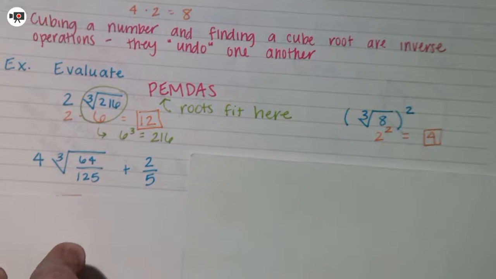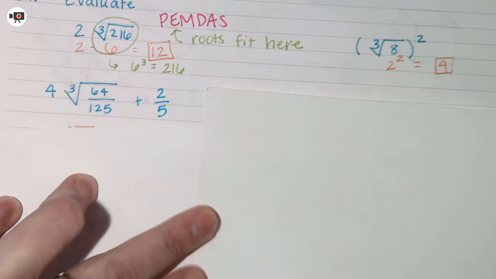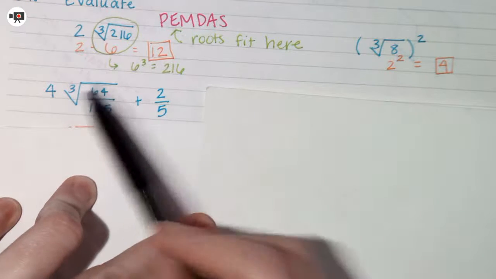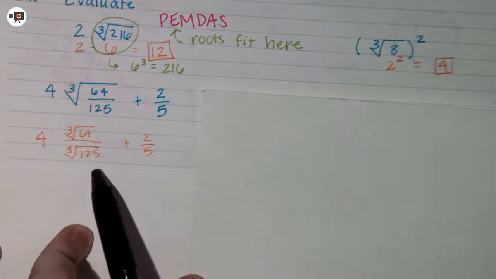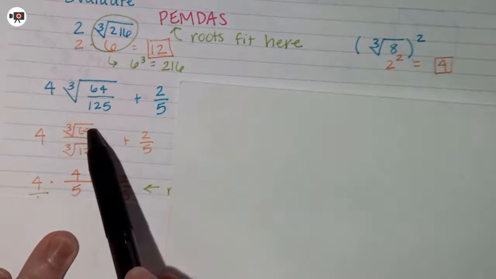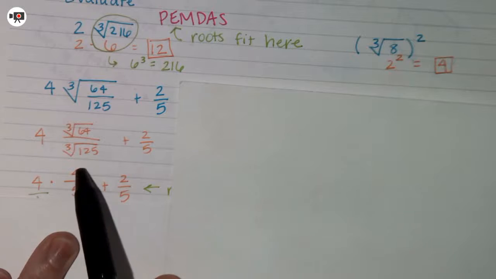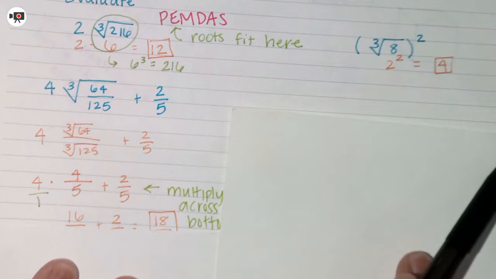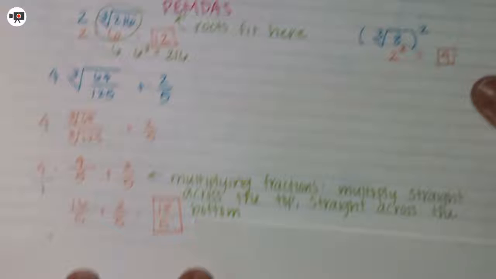If I have 4 times the cube root of 64 over 125 plus 2/5, first I'm going to do the cube root. That means you take the cube root of the numerator and the cube root of the denominator and simplify that. So the cube root of 64 is 4, the cube root of 125 is 5. Now I have 4 times 4 over 5. When you multiply fractions, multiply straight across the top, straight across the bottom. And then you get 16/5 plus 2/5 is 18/5.